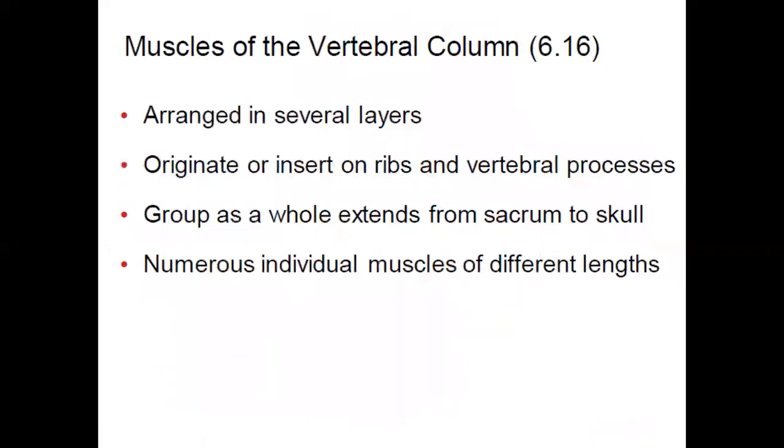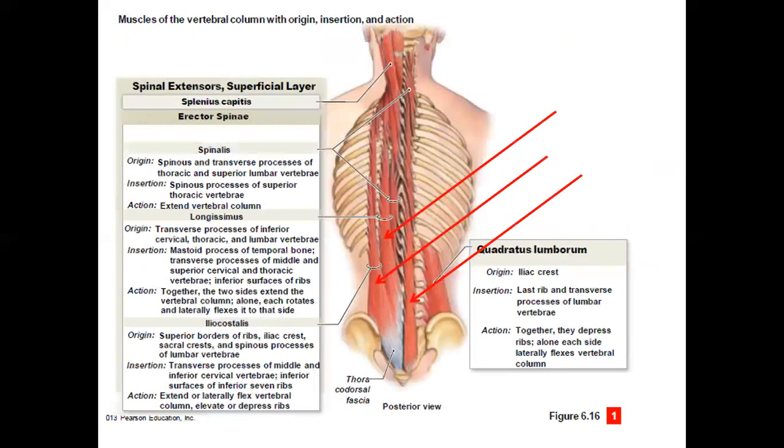Muscles of the vertebral column are arranged in several layers. They originate or insert on ribs and vertebral processes. So as a whole group, they basically extend from the back of the skull, the occipital bone. So put one hand on the occipital bone and try to extend your neck, and another hand on the sacrum, that bone that articulates with the hip bones, and extend your whole back. There's muscles there that basically keep you erect and standing, and extend your back and your neck all the way up the vertebral column. And there's three major ones we're going to point out on here.